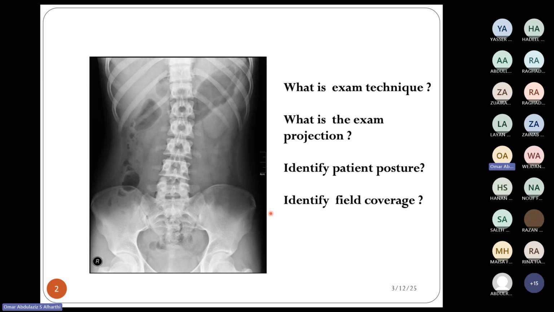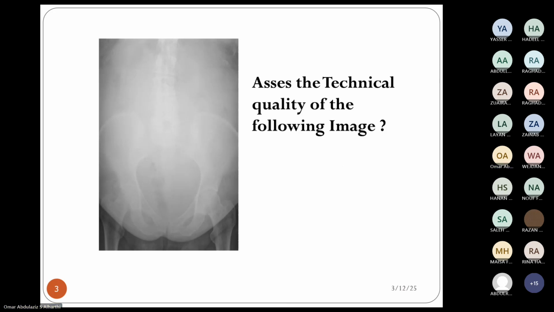Okay, so what is the field coverage? Is this adequate or inadequate? Inadequate. Why? No symphysis pubis. Symphysis pubis is excluded. Yes, excellent. What else? The diaphragm. Diaphragms, yes, and the lung bases. Excellent. Okay, next case. What about the technique for this?